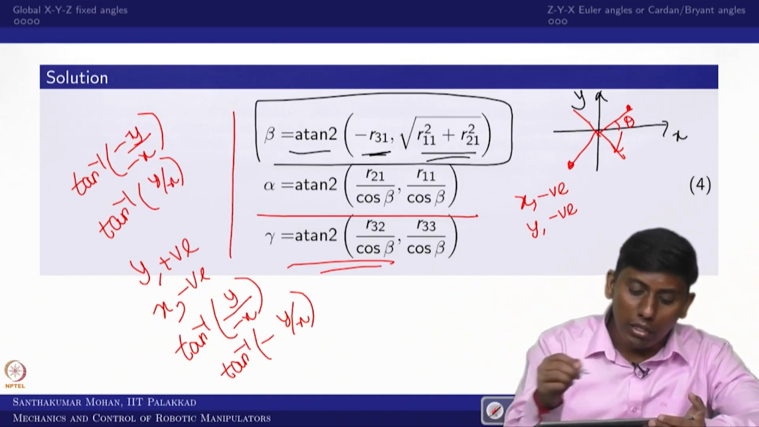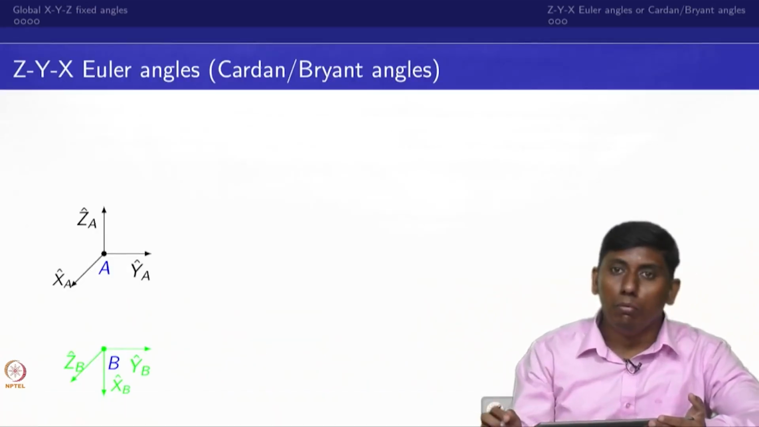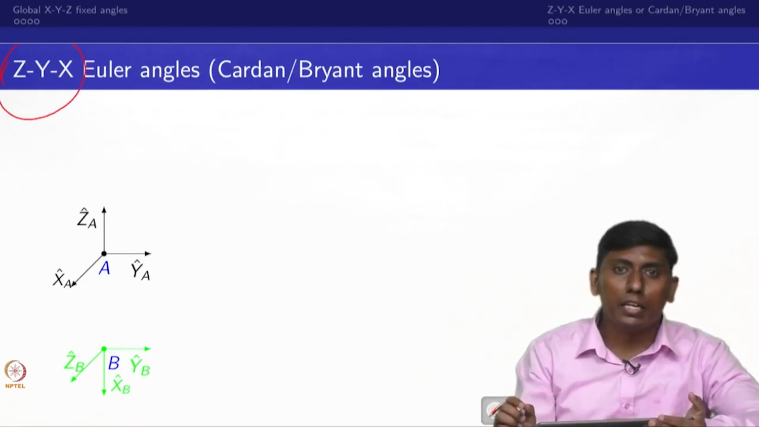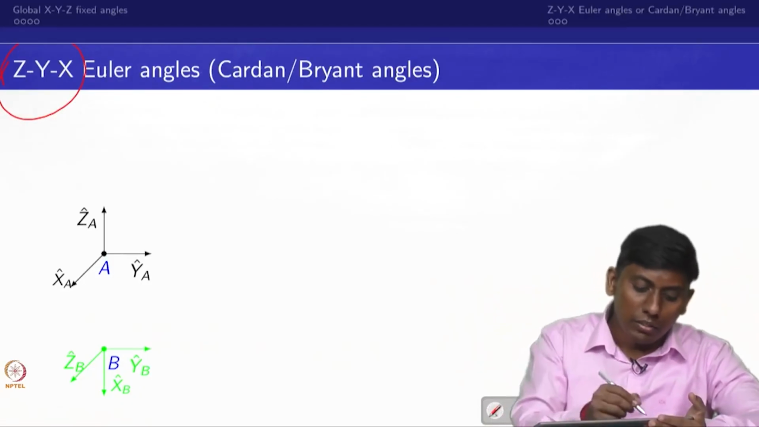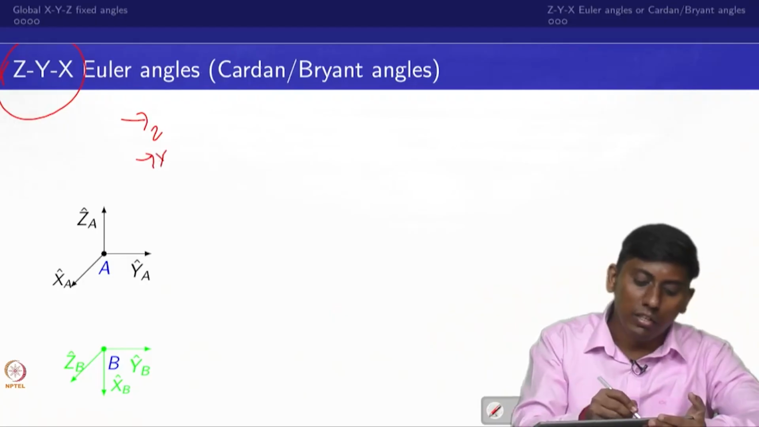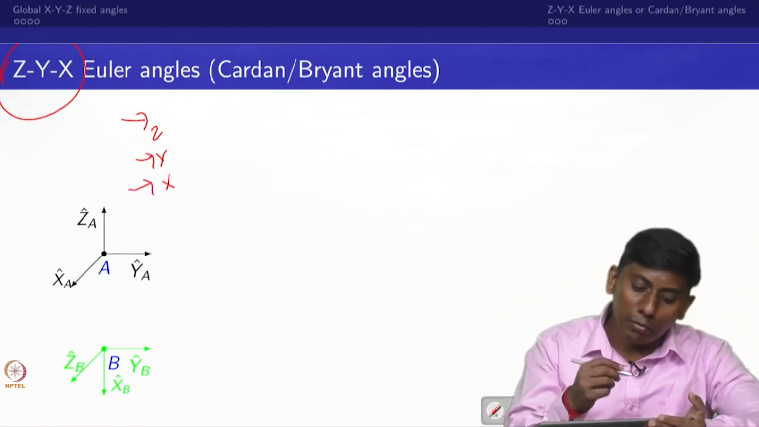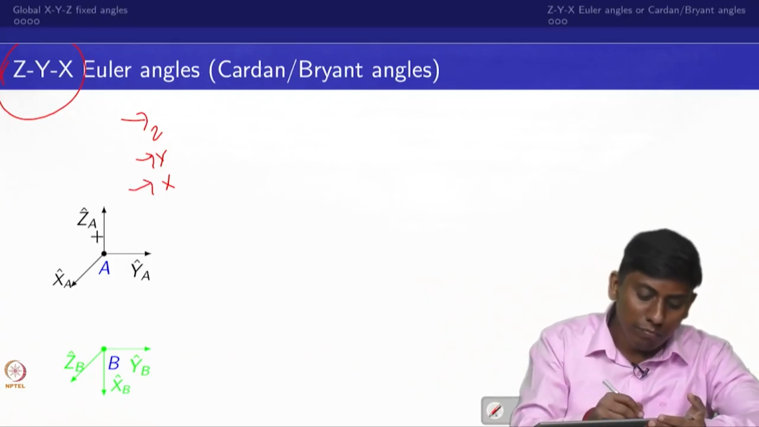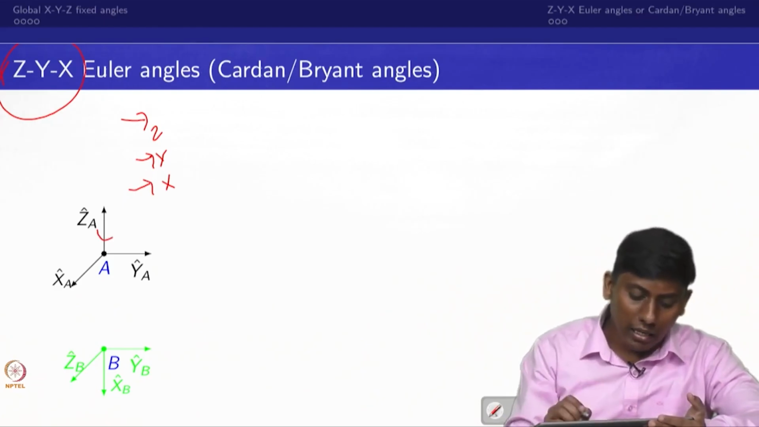Let us go to the next one, which is the same thing, but written in a moving frame, which we call the Cardan or Bryant angle. In this case, first z axis rotation, then y axis rotation, finally x axis rotation, but with respect to the moving frame. Right now we assume this is the moving frame, so I rotate about this by, say, a psi angle.